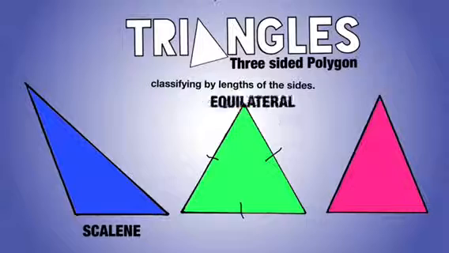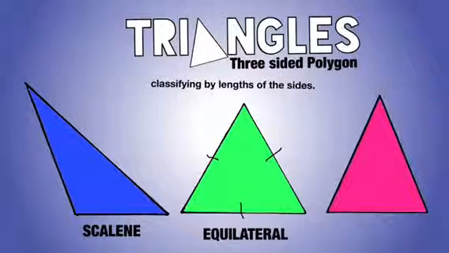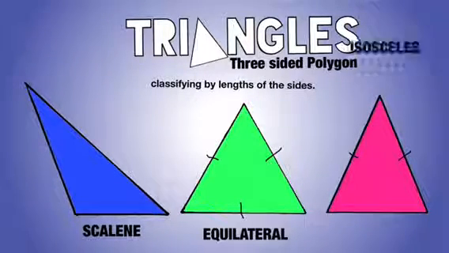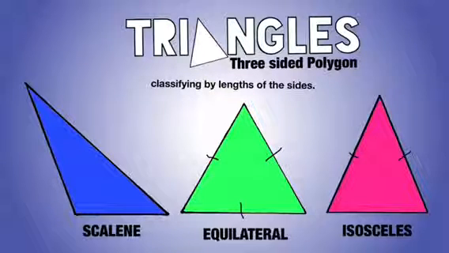When all sides are equal, we have an equilateral. Equal sides is what it literally means. And finally, when you have something similar, that has two sides that are equivalent where the last side is not, we call that isosceles. So an isosceles triangle has two equal sides.